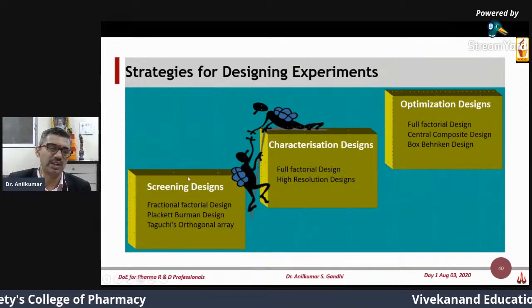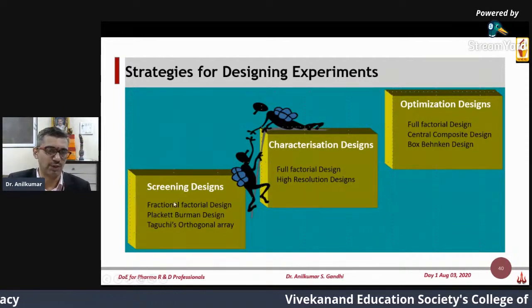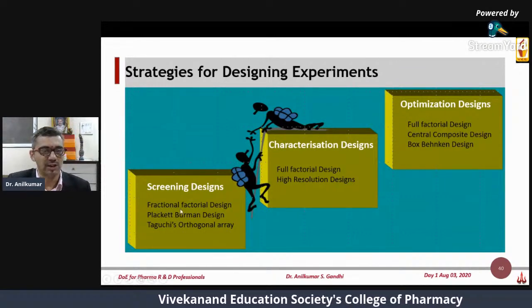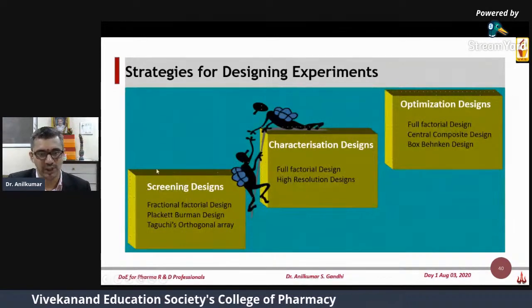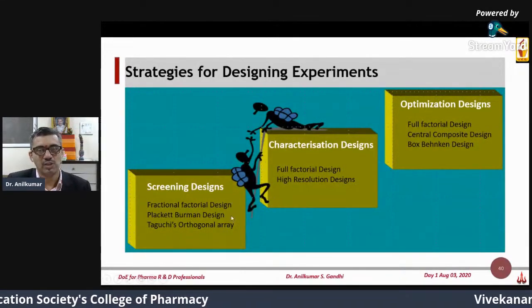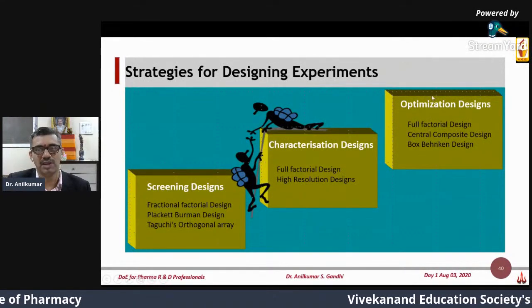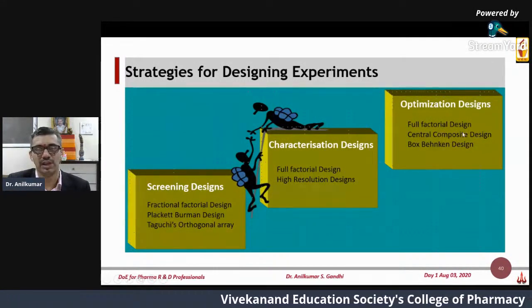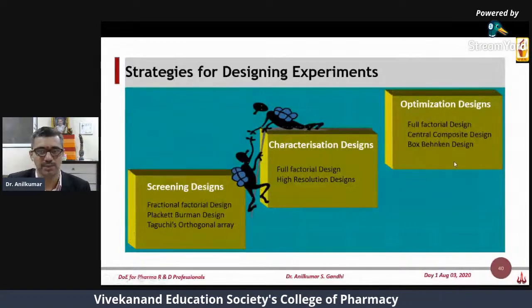So yesterday we did the basics of full factorial with 2 raised to 3 factorial designs. Today we have done screening designs. So tomorrow we'll take up the optimization designs with full factorial with center point, CCD and BBD.